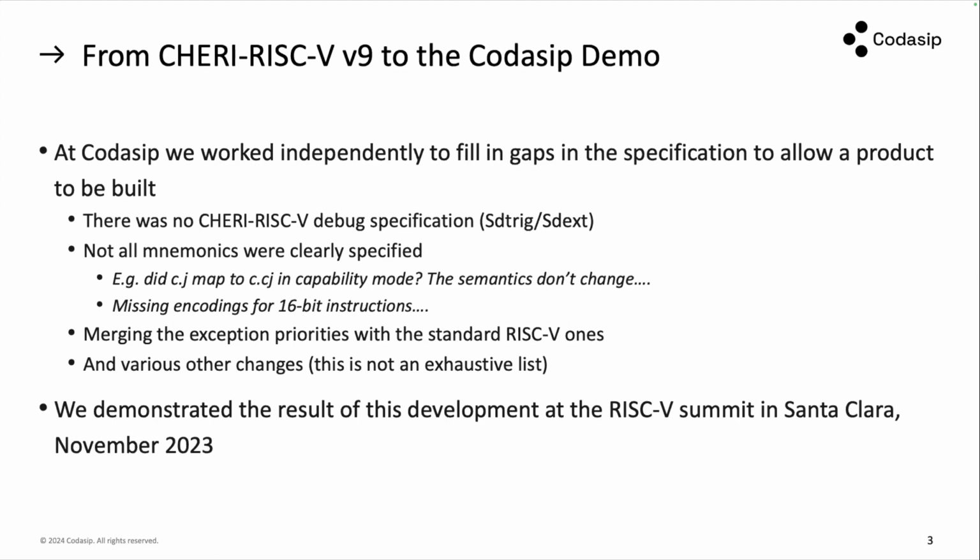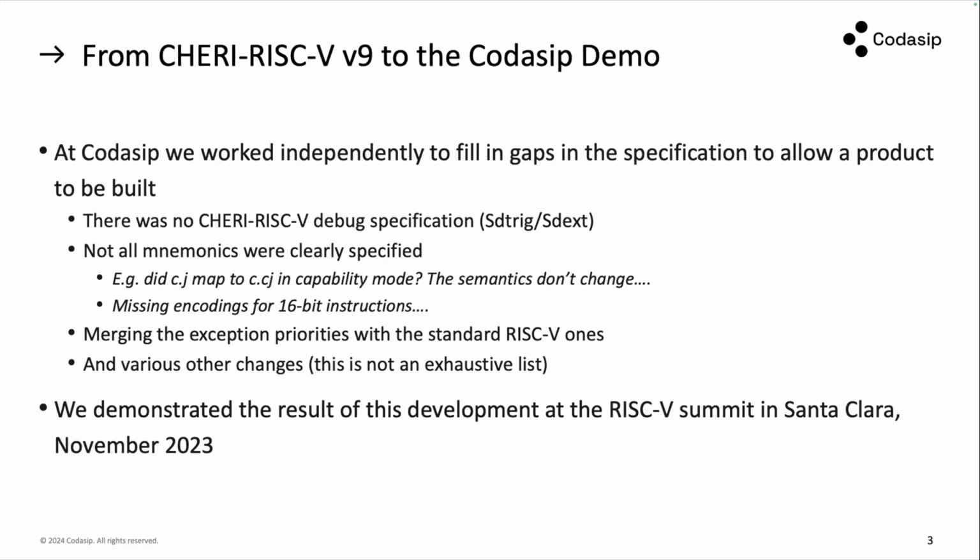So we were trying to fill in all those gaps. There was nothing in there at all for debug, so SDEXT, SDTRIG being the standard RISC-V extension. So we defined something for that. And merge and exception priorities was an important one. And so on and so on. And so we put all that together.